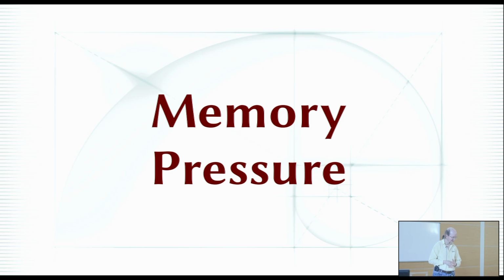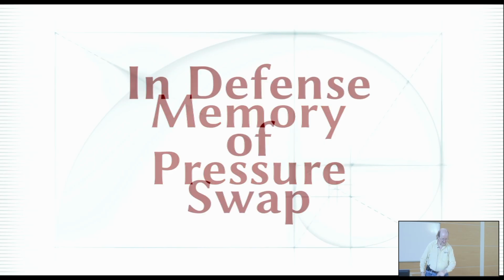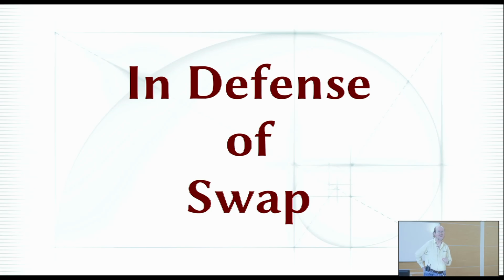Anonymous mappings or file-based mappings that are dirty, those, in order to remove those from memory, you'd have to write them to swap. And I want to defend swap a little bit because it's got a bad reputation from the old days when we would see machines just swapping to death. But swap is actually a valuable thing if it's not overused.